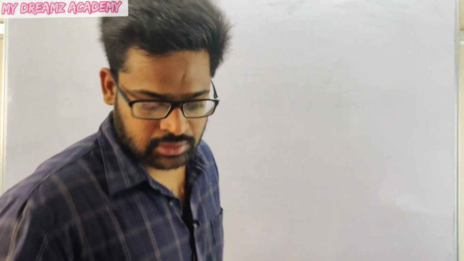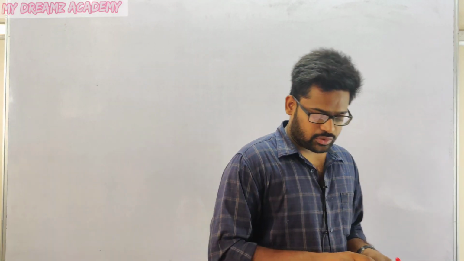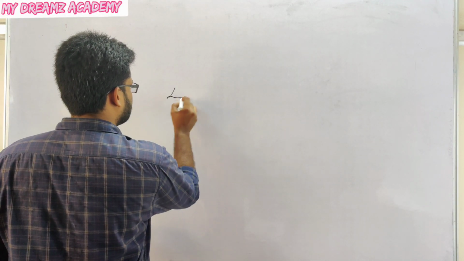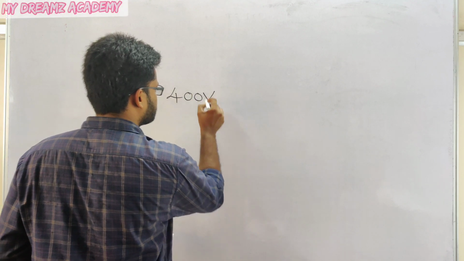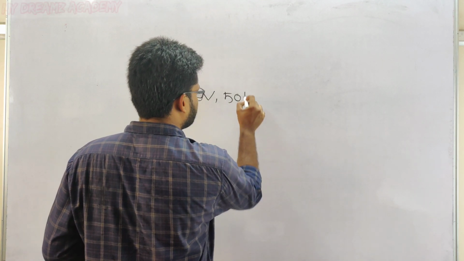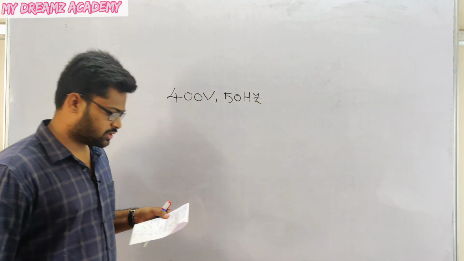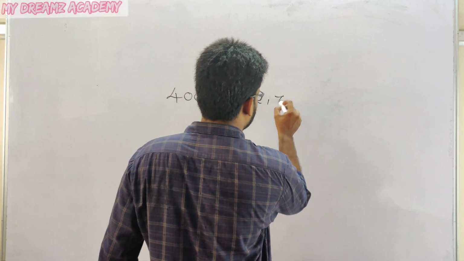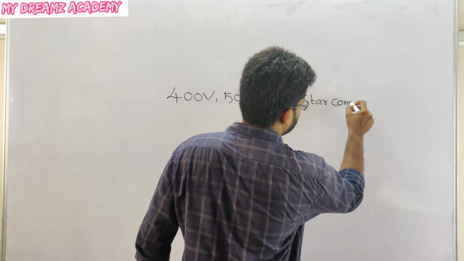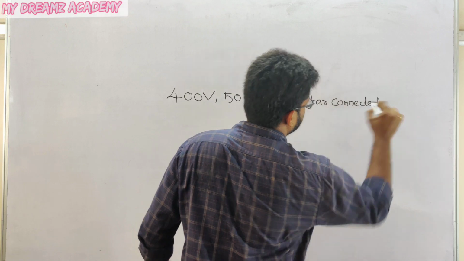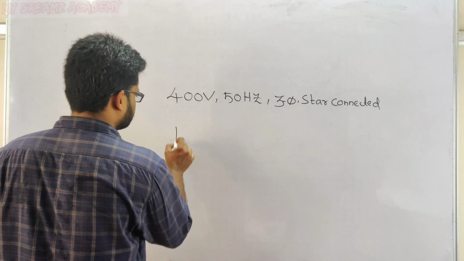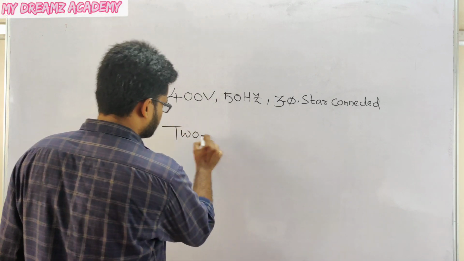The 13th question is: power measurement of 400 volts. So this is also from measurements only. Given data, that is 400 volts and 50 hertz, 3-phase star connected system, done by using the 2 wattmeter method.